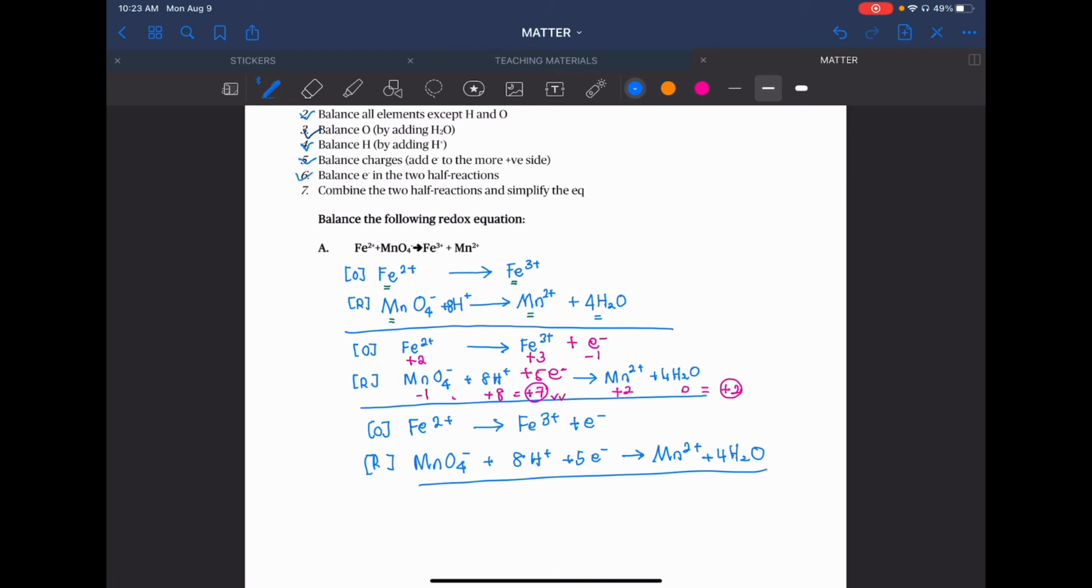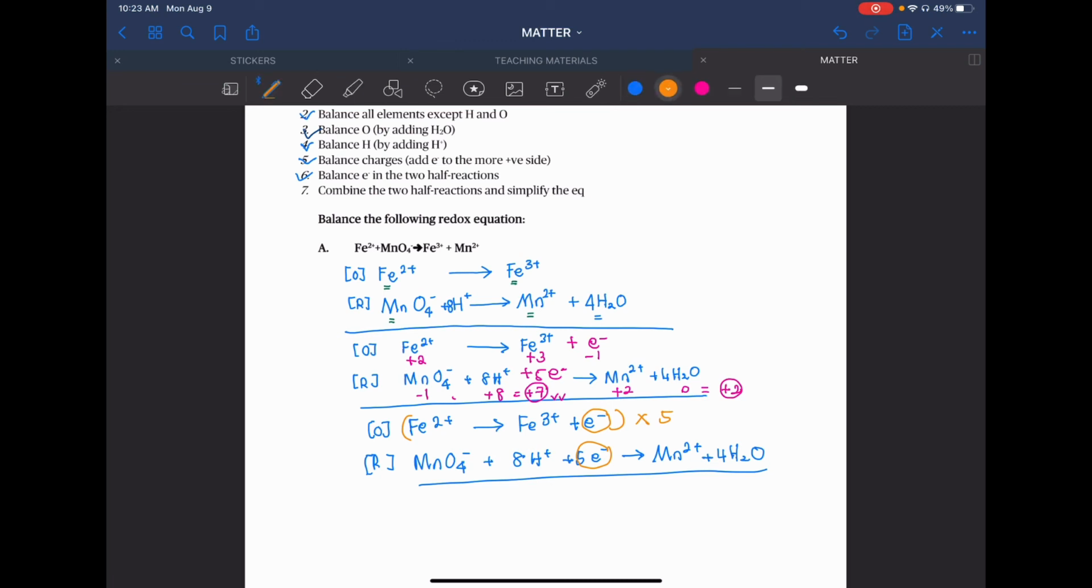Last one, we are going to balance electron in the 2-half reaction. Okay. Sekarang kita akan balance electron. So, nak balance electron, senang saja. So, the first equation, you have 1 electron. Second equation, you have 5. So, the first one, everything will be times by 5.